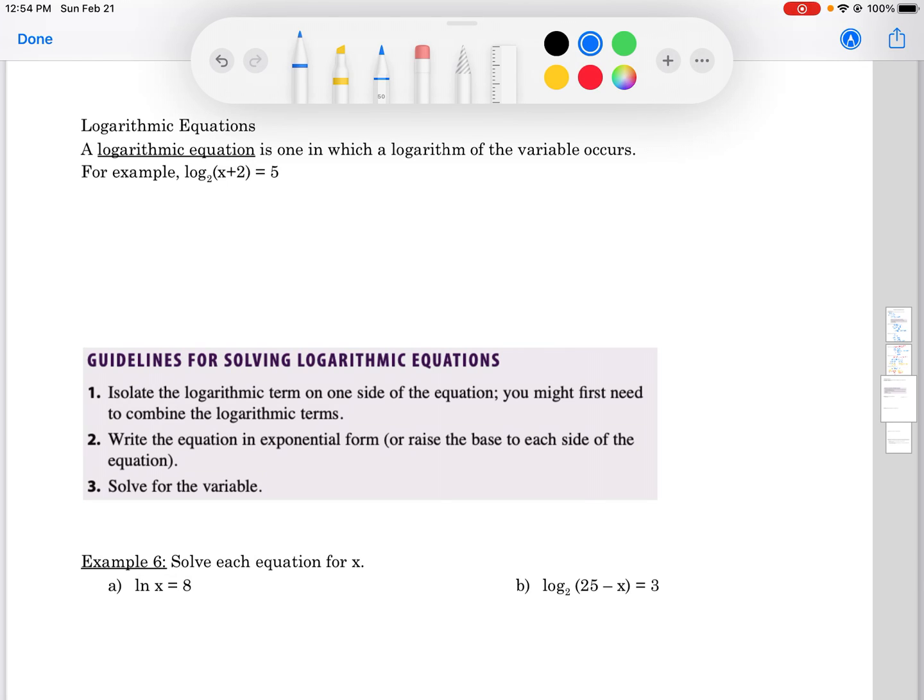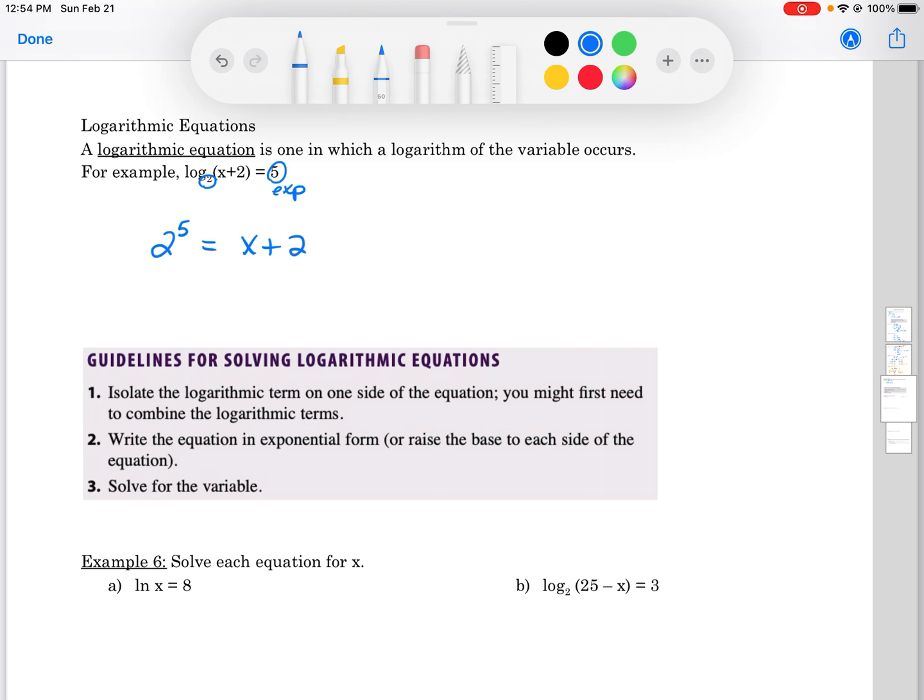5.5 continued, logarithmic equations. A logarithmic equation is one in which a log of the variable is occurring. So I'm taking log of x or whatever my variable is. What we're going to work with here is switching it first into exponential form. Well, first getting log by itself, and then getting this in exponential form. Remember, this is my base, this is my exponent. So that's 2 to the 5th power is equal to x plus 2.